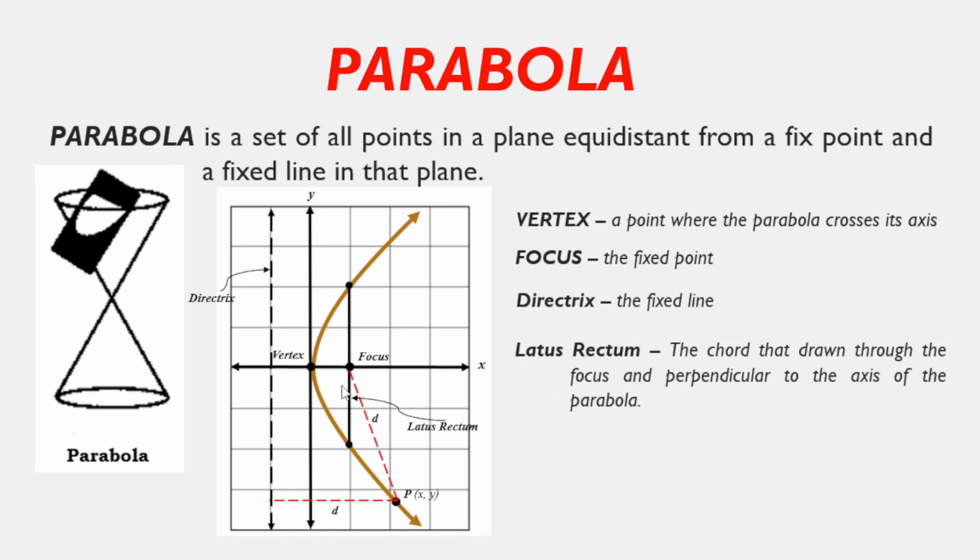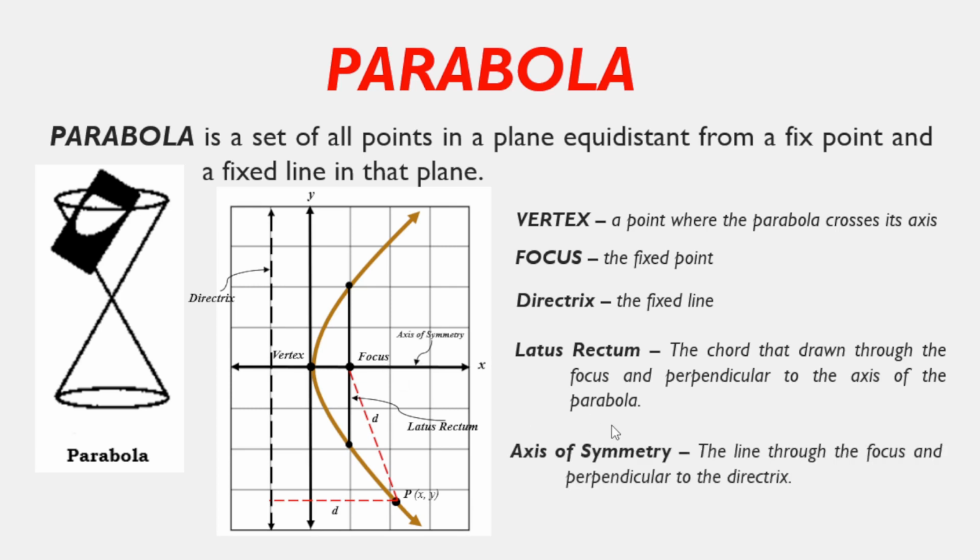So this is now our latus rectum. We define the latus rectum as the chord drawn through the focus and perpendicular to the axis of the parabola. And we have the axis of symmetry. The axis of symmetry is the line through the focus and perpendicular to the directrix. This is the line that divides the parabola into two equal parts, and this line passes through the focus and the vertex. If you look at the relationship between the axis of symmetry and the directrix, they are perpendicular.